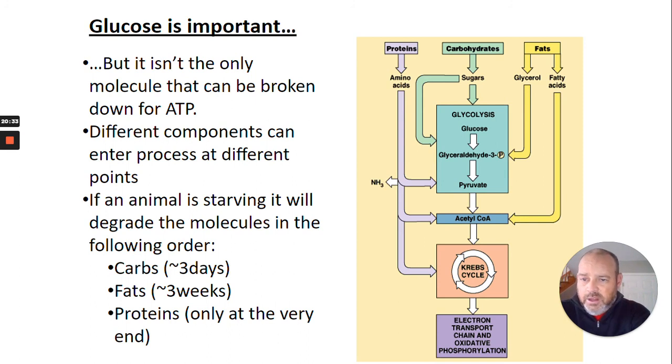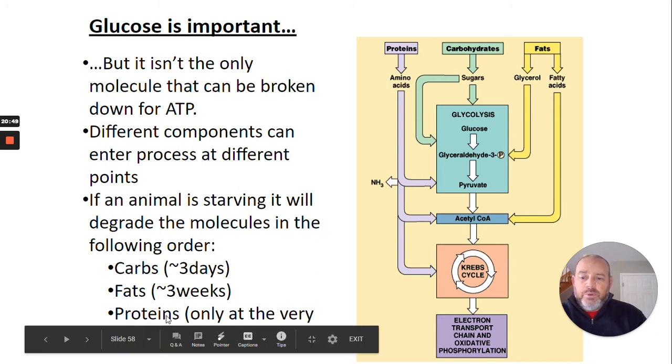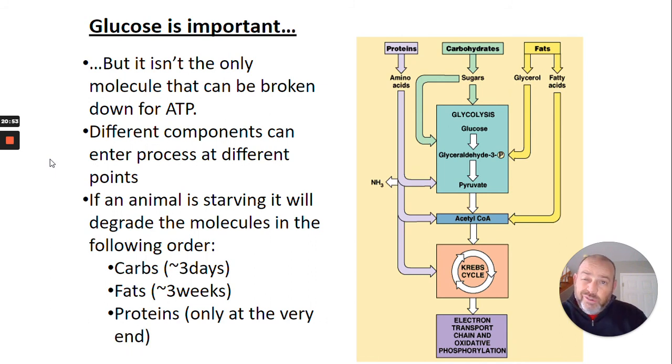Different components can be put through this process at different points. If an animal is starving, it will degrade the molecules in the following order. So the carbs will go through first. Your body will rip through your carbs first. Then your fats. It takes about 3 weeks to get through all of your fats. And then proteins only at the very end. If your body starts breaking down your proteins, you're in trouble.